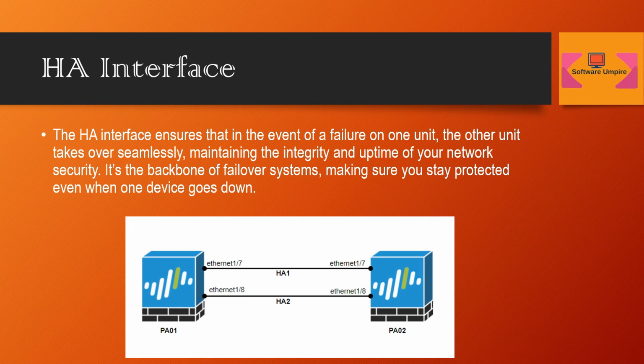Next, we have the HA interface, used in a high availability configuration. When you deploy 2 Palo Alto firewalls in HA mode, the HA interface connects the devices and facilitates synchronization of configuration and session information. The HA interface ensures that in the event of a failure on one unit, the other unit takes over seamlessly, maintaining the integrity and uptime of your network security. It's the backbone of failover systems, making sure you stay protected even when one device goes down.